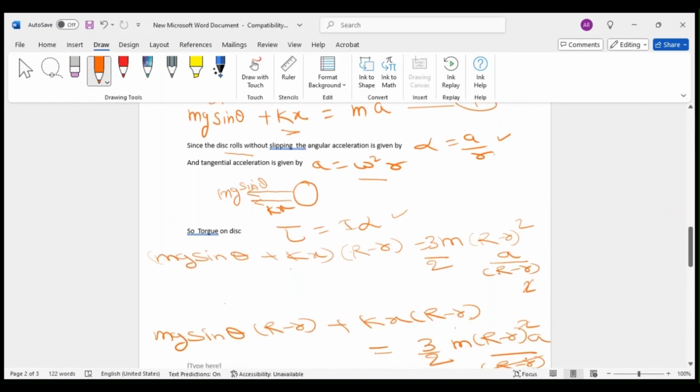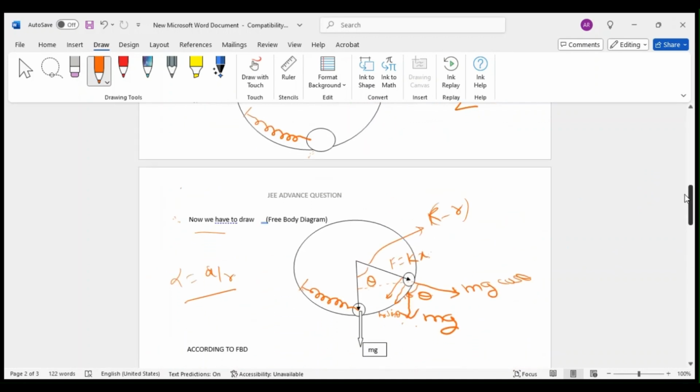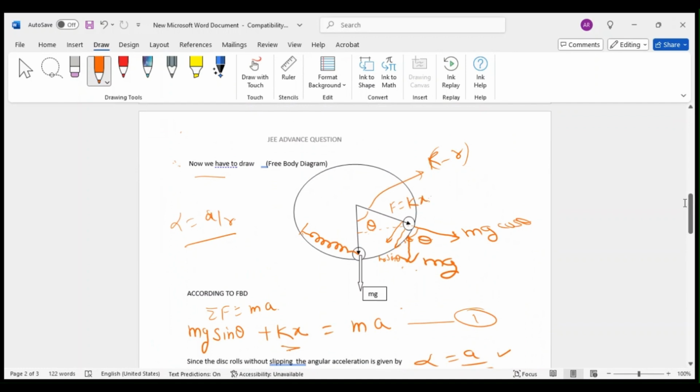Now, mg sin theta plus kx is equal to the expression with R minus r. You put this value in this equation. Now, where kx is there, what is x? x is the smallest distance which the body travels, which is x equals (R minus r) theta.